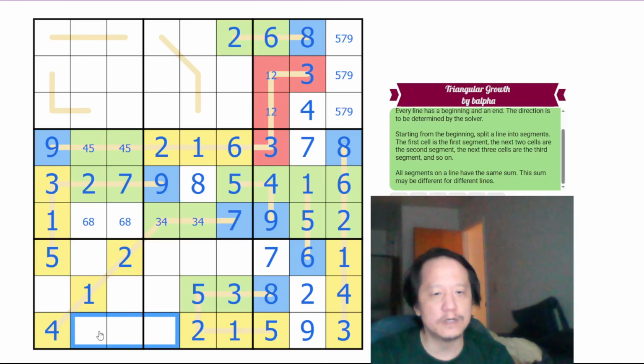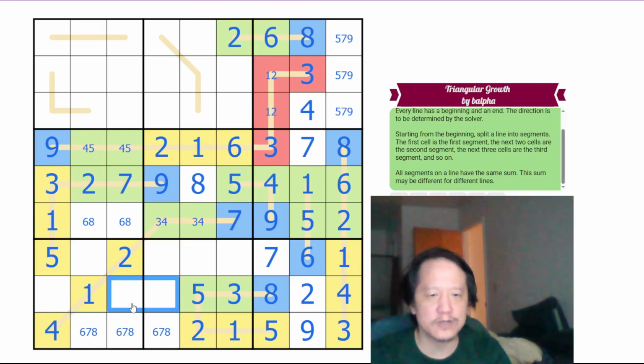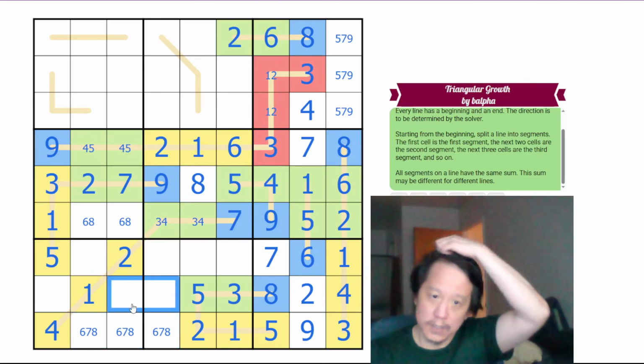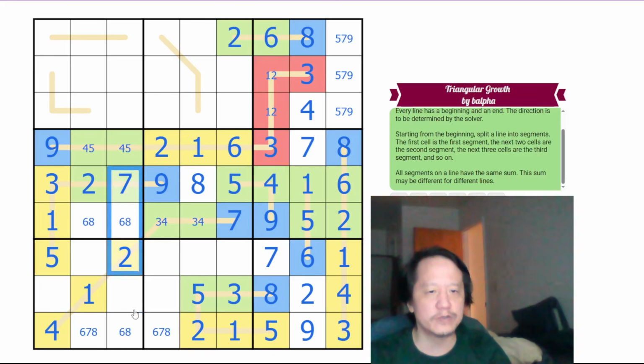Remaining digits of row 9. We have 6, 7, 8. Okay. Doesn't help us much. Row 8. We have 6, 7, and 9. No 7 here because of 7 in the column. 6, 7, 9. No 9 here because of 9 in the column.